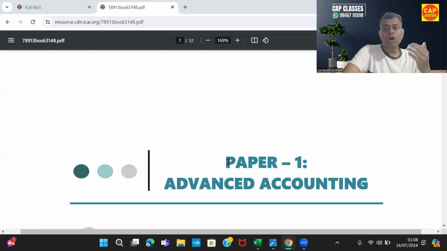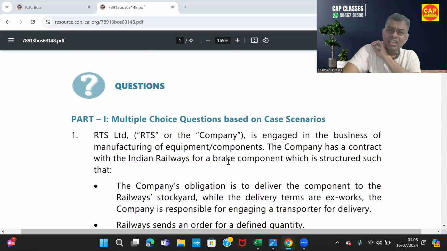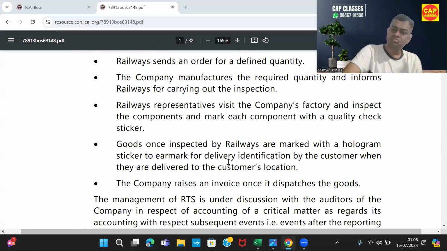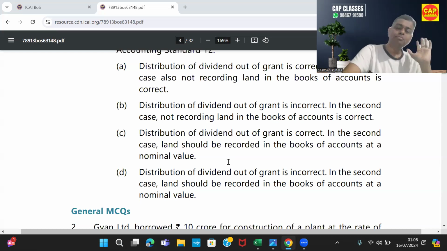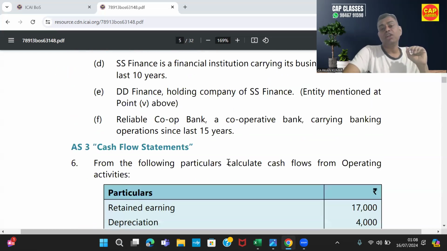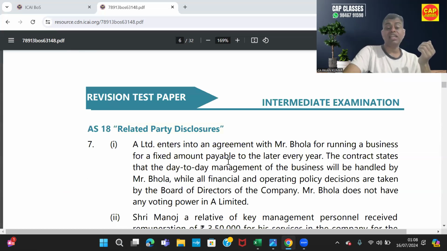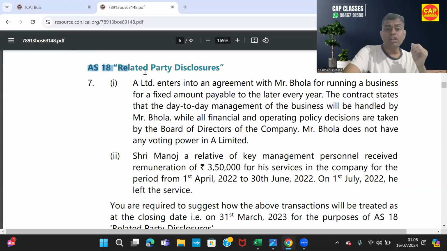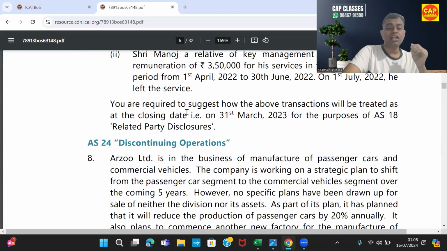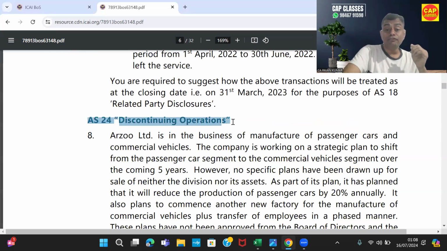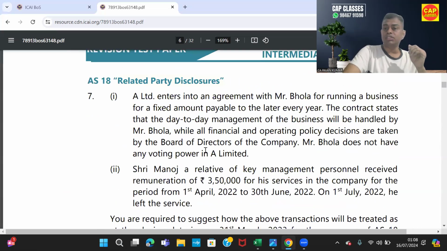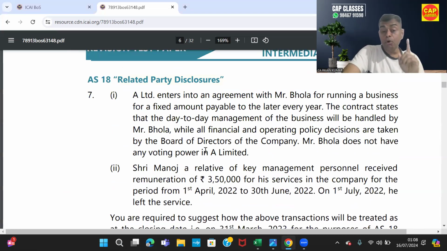In the old syllabus, whatever is there in CA final is copied and pasted into the CA intermediate new study materials. I have not seen any example or question which is new. All these are taken from some material relating to the CA final old syllabus. But anyway, let us see a question on accounting standard 18 related party disclosures and a question on accounting standard 24 discontinuing operations. Note both the questions as very, very, very important.